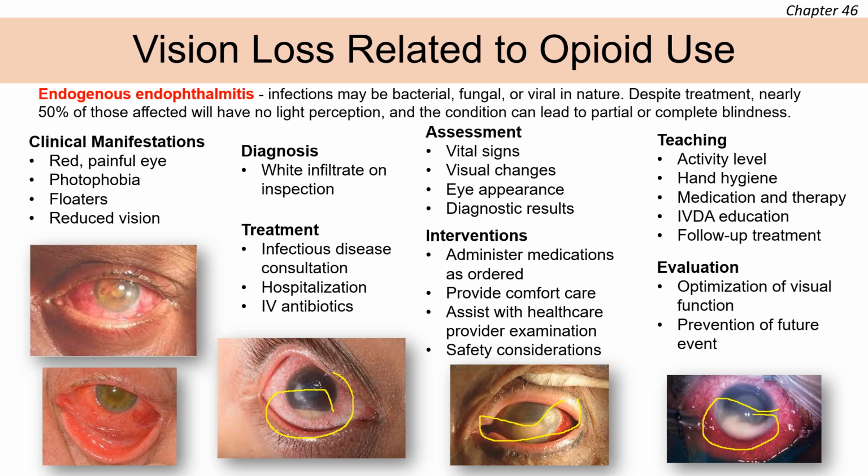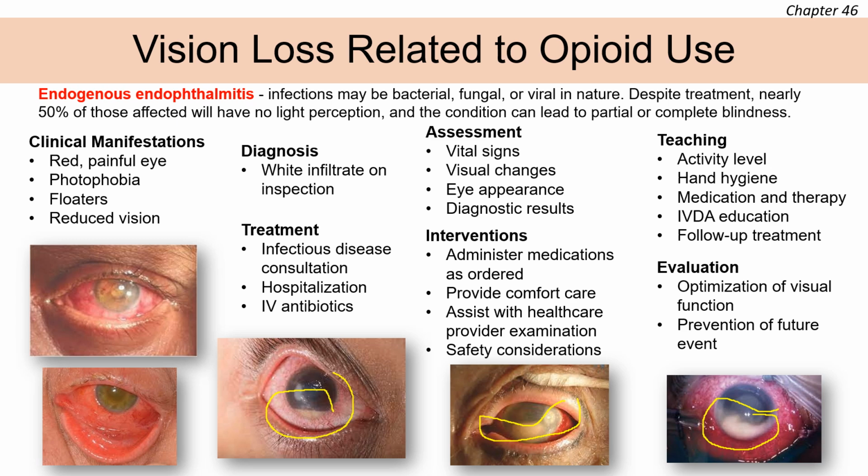The way we're going to assess these patients, we're going to take their vital signs. They might have a slight elevation in temperature that can be due to infection or inflammation, and they can have elevation in heart rate and blood pressure that may be related to anxiety or recent IV drug use.